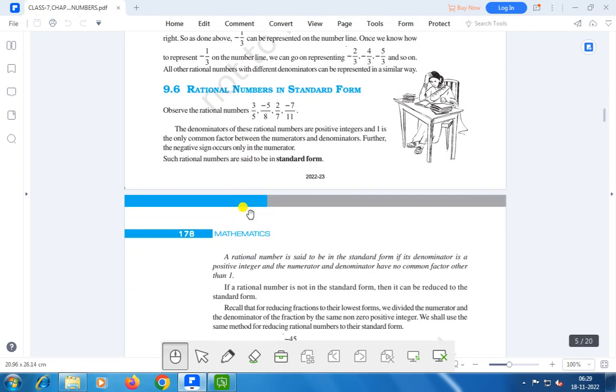Rational numbers in standard form. Observe the rational numbers 3 by 5, minus 5 by 8, 2 by 7, minus 7 by 11. The denominators of these rational numbers are positive integers and 1 is the only common factor between the numerators and denominators. Further, the negative sign occurs only in the numerator. Such rational numbers are said to be in standard form.